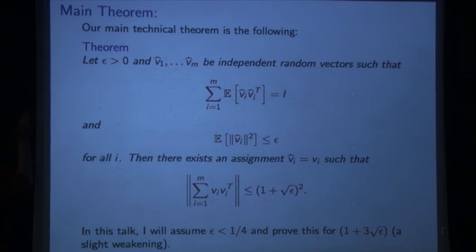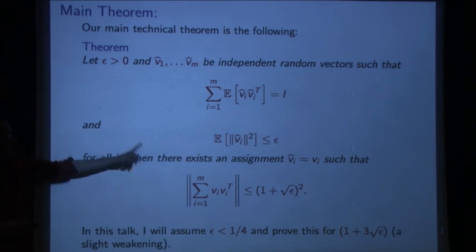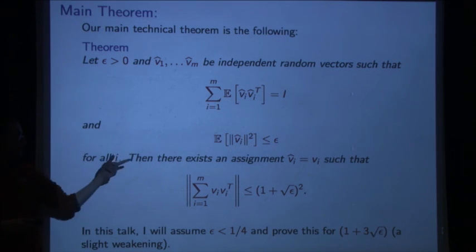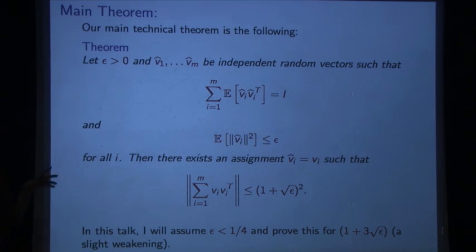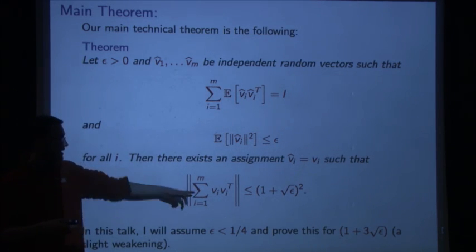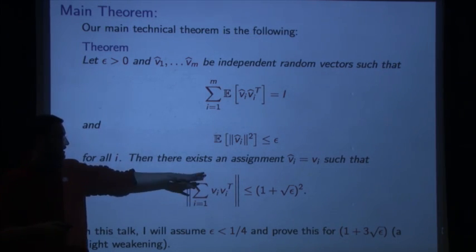Here's our main technical theorem. If epsilon is greater than 0, and v1 through vm are independent random vectors, such that the sum of their expected outer products is the identity, and the expected norm squared of each random vector is less than or equal to epsilon, then there exists an assignment vi such that the spectral norm of the sum of the vi vi transpose is less than or equal to (1 plus square root of epsilon) squared.